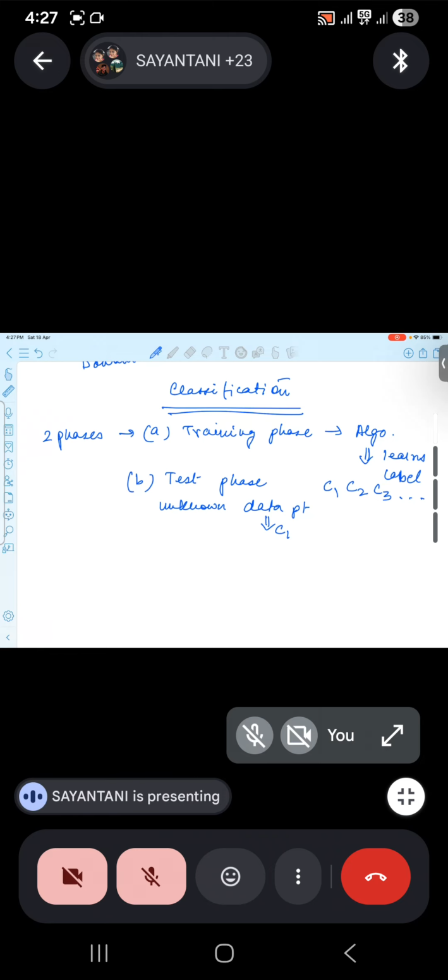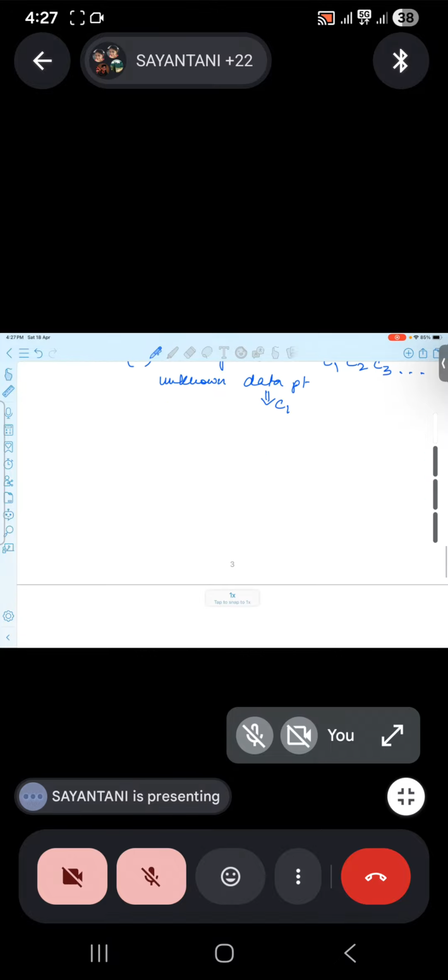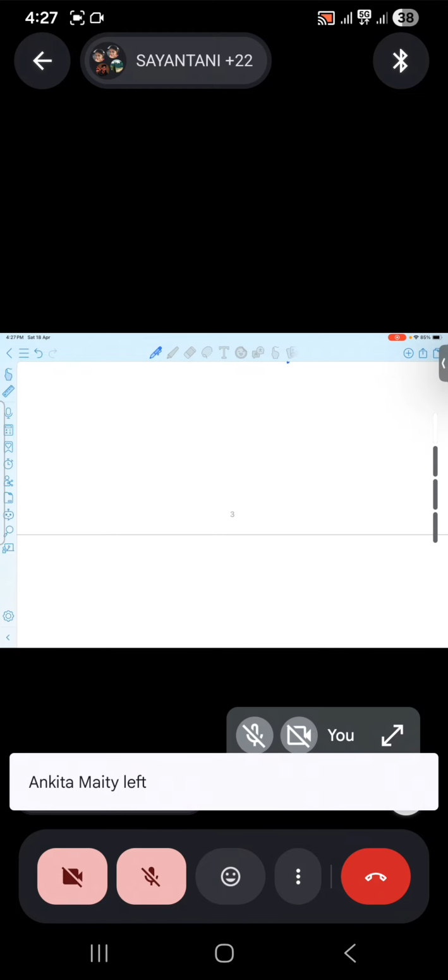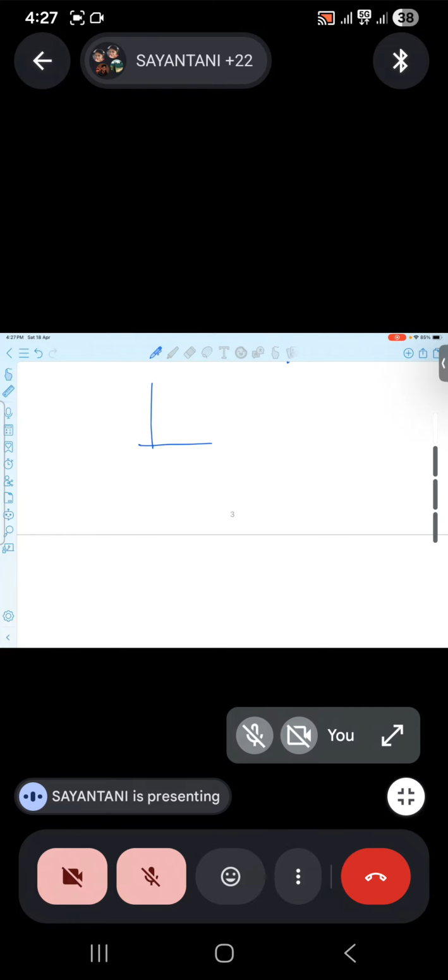Now there are different types of classifiers which can be utilized to perform this task. So one by one, let us see the most important ones. Now whenever I'm talking about classification, suppose I have two classes.